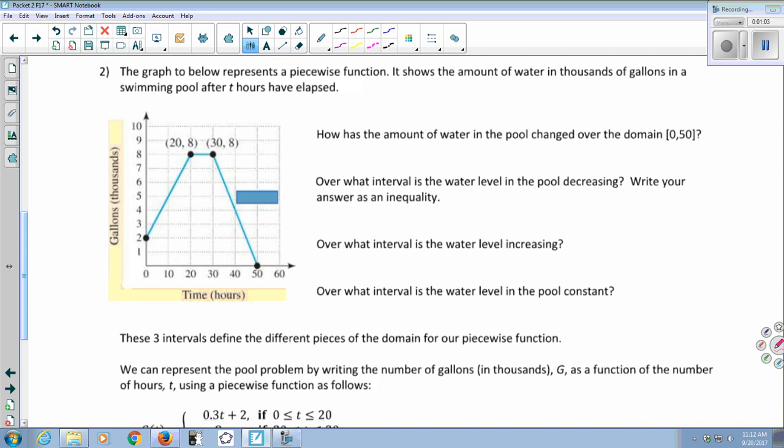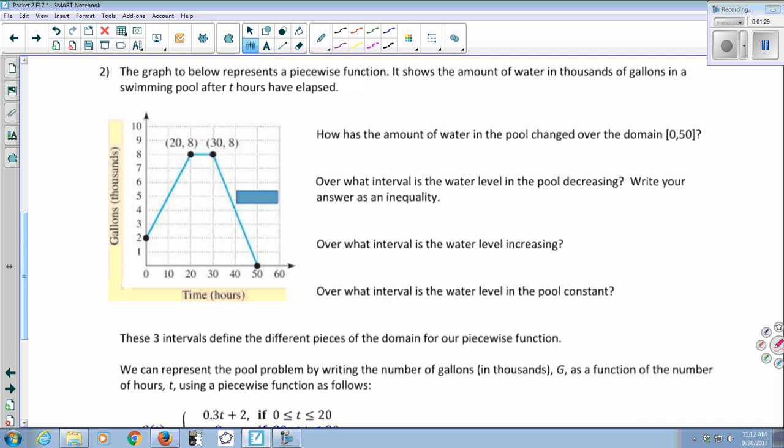So it looks like in this first 20 hours, the pool was being filled. And then from hour 20 to hour 30, the pool stayed at a constant level of 8,000 gallons. And then from hour 30 to hour 50, the pool was draining from 8,000 gallons down to 0 gallons.